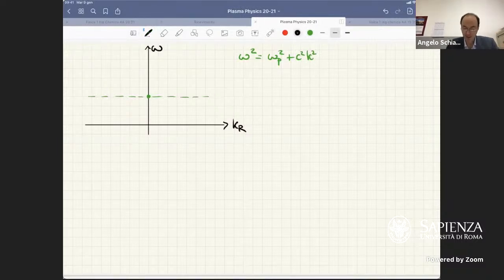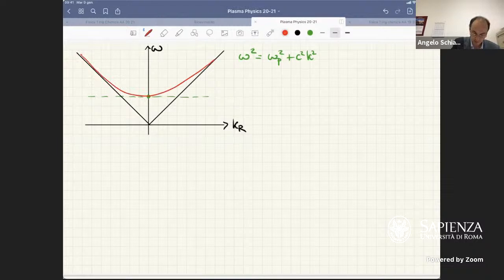Now you remember that this is the typical curve. It is parabolic around the origin and then becomes straight away from the origin, for wave numbers going to infinity. And so we have the two asymptotic curves here, one and the other one. And the dispersion relation is actually a function that goes like that.